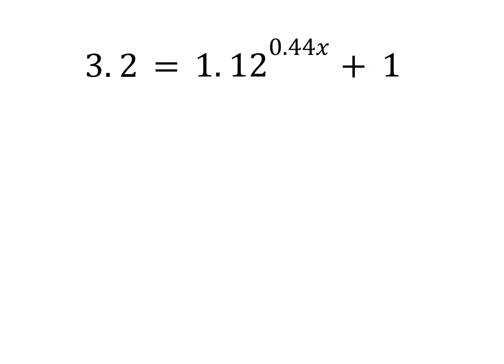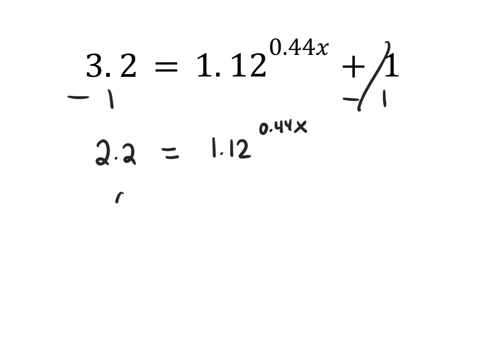So let's look at one more. This one has some decimal elements to it. When we start doing compound interest in some of these applications, we'll certainly have some of these decimal things. So we have 3.2 equals 1.12 to the 0.44x plus 1. I'm going to want to get rid of this 1 first. So we'll get 2.2 equals 1.12 to the 0.44x. So it is an exponential form. It's a base to some power equal to a number.